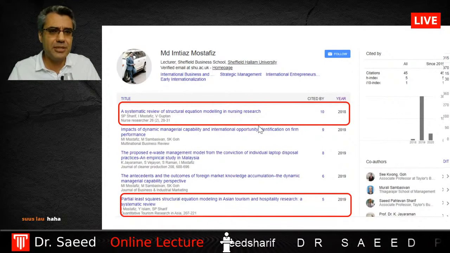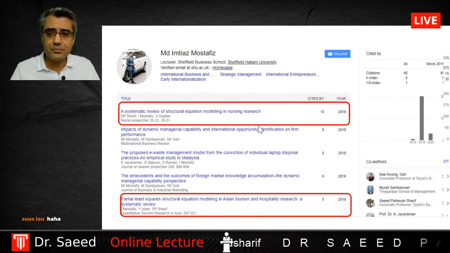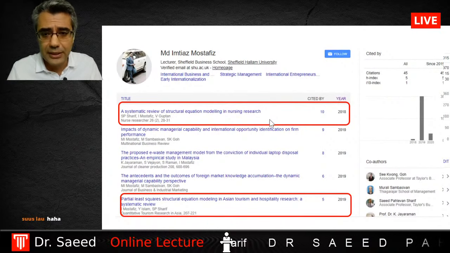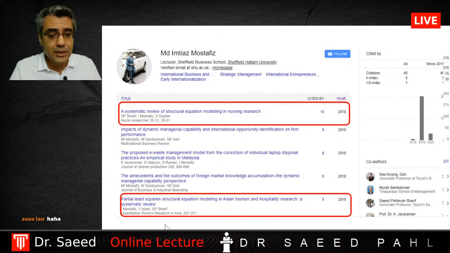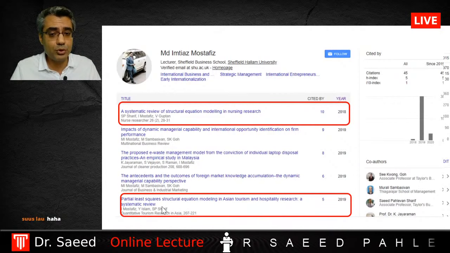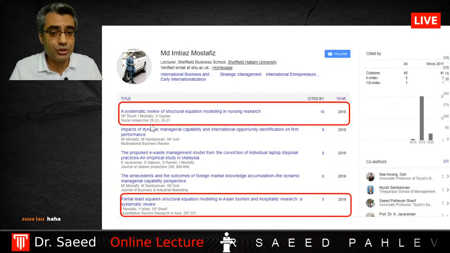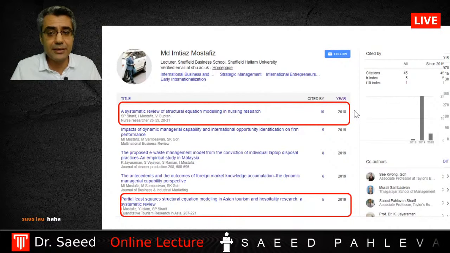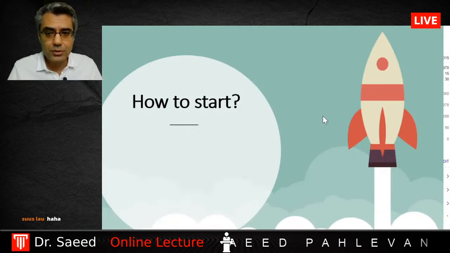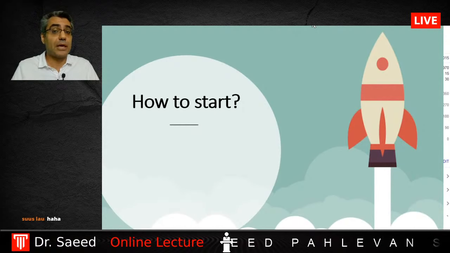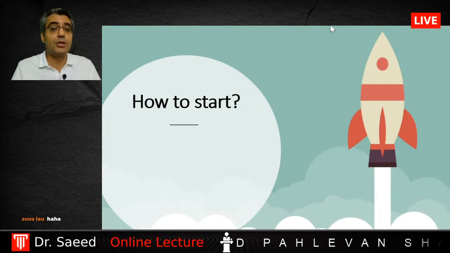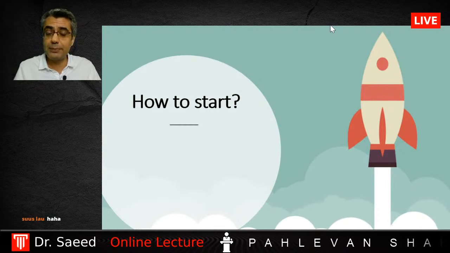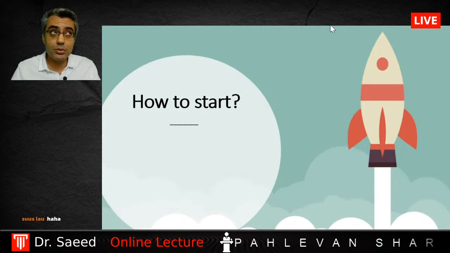Another one, Imtiaz, he was our PhD student. When he was a PhD student, he published two systematic reviews in 2018-2019. One is a Springer book chapter. The other one is Nurse Researcher, which is a good journal. And again, the most cited paper is a systematic review. So I just wanted to show you that if you follow the instructions, you have a high chance to publish your paper in a high impact journal.